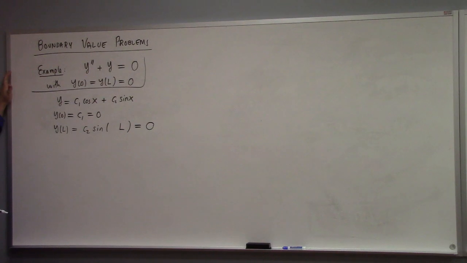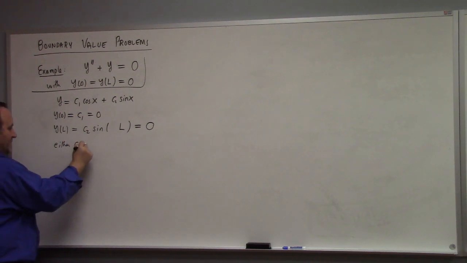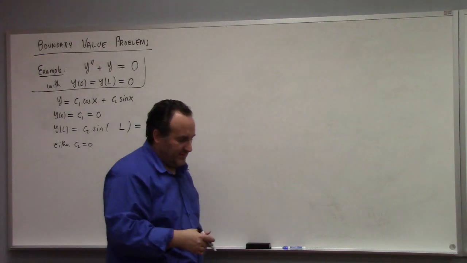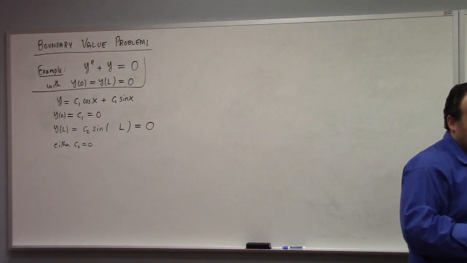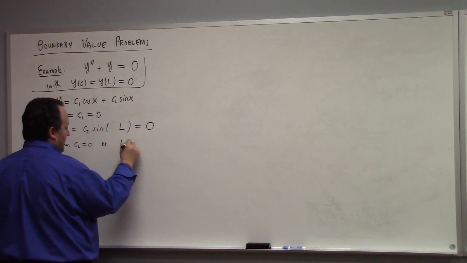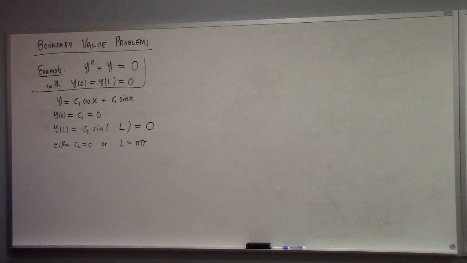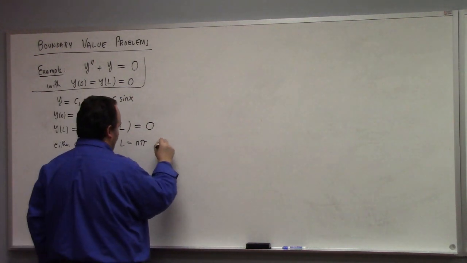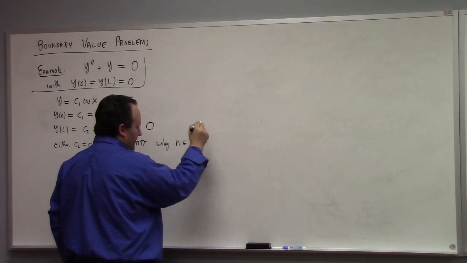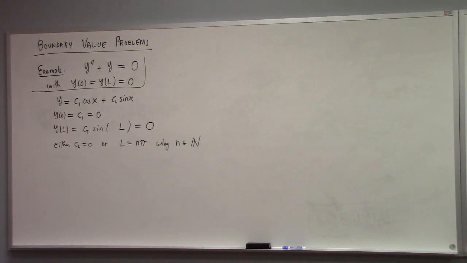Anyway, question: what can you say about this? So either C2 is equal to 0, and if C2 is equal to 0, you got nothing. Or L is equal to n pi. Without loss of generality, we can assume that n is a natural number. Why? Sine is odd, so if we used integers, we would be getting the same solution twice.